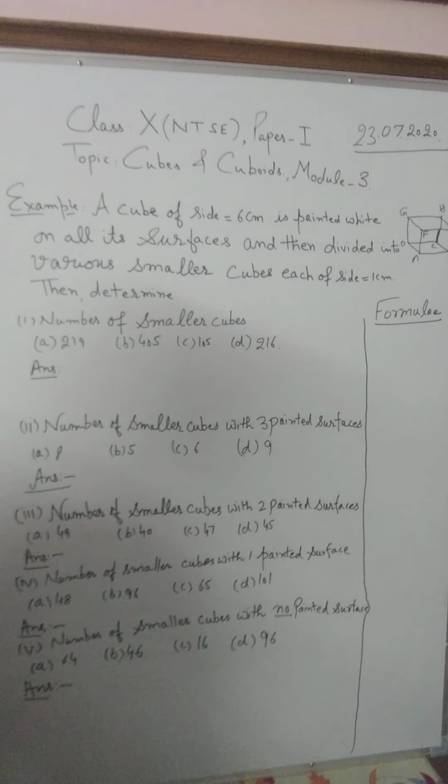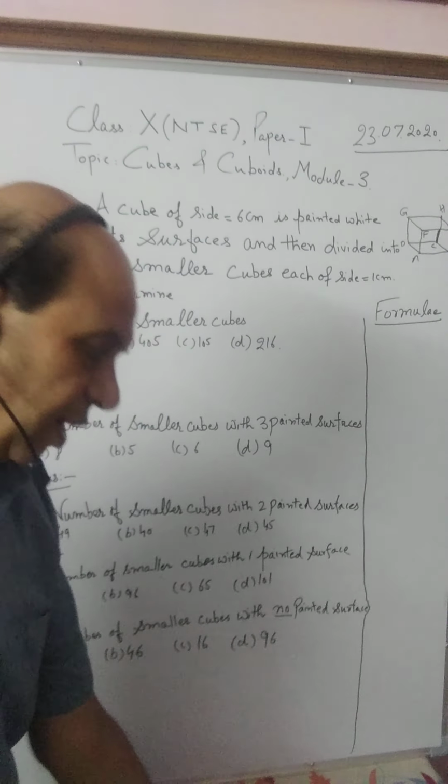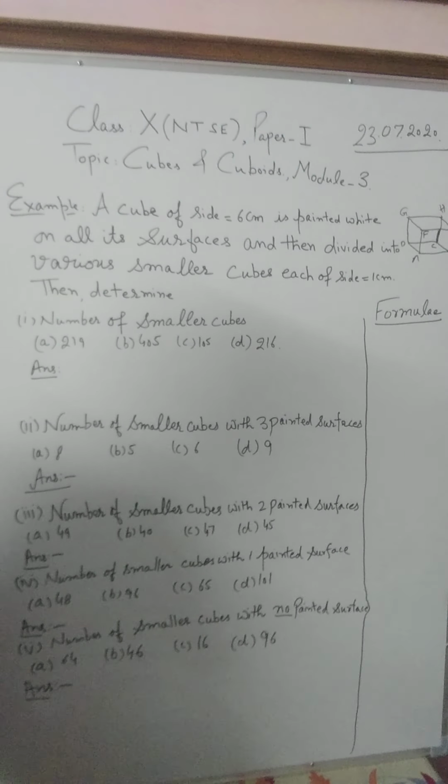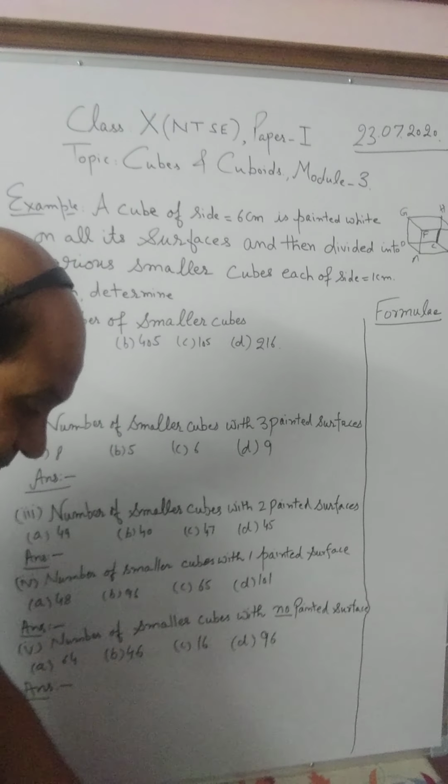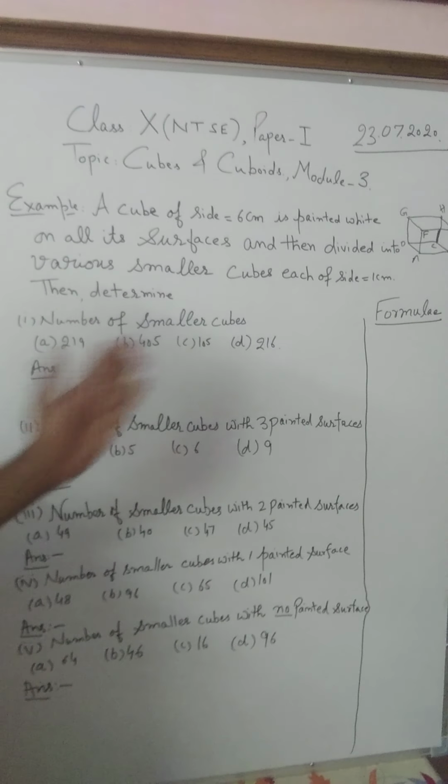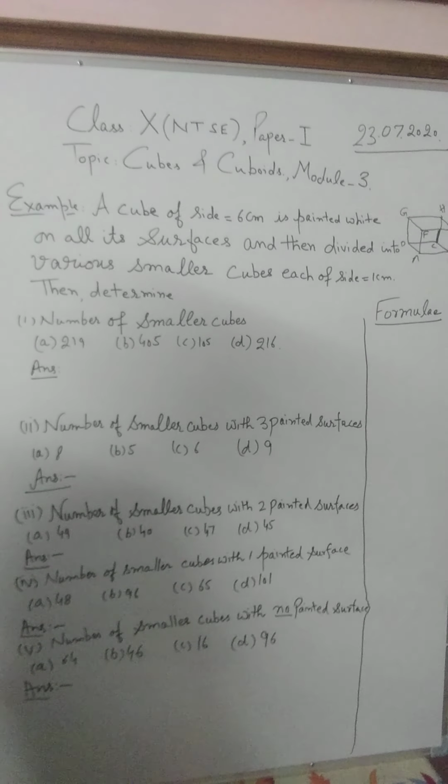And the formulae regarding it we will revise in a short form. That is, volume of a cube is side cube, and the number of small cubes of edge B unit to be cut from the large cube of edge A unit is (A divided by B) whole power 3. That is the edge of the bigger cube divided by the edge of the smaller cube.